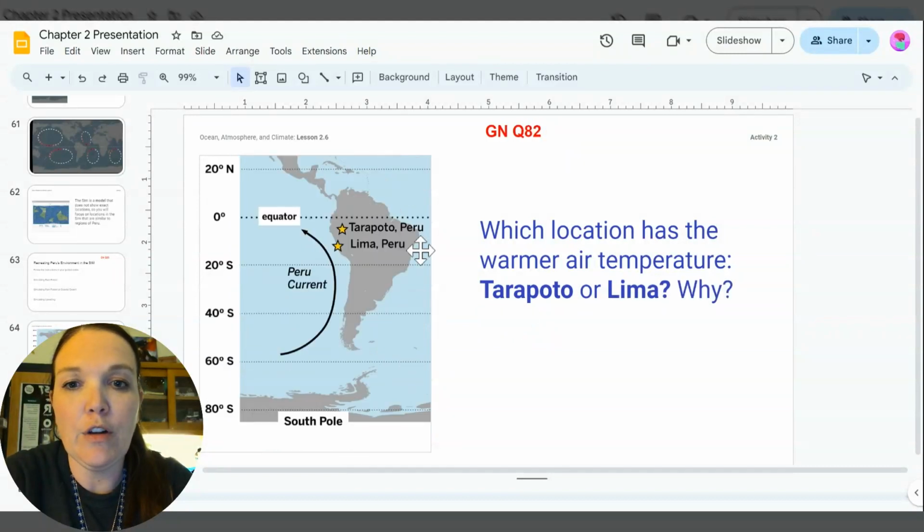Similarly, Guided Notes question 82. Which location has the warmer air temperature, Tarapoto or Lima? And tell me why. And again, you can see here that the Peru current is coming from the pole and up. So you need to tell me from the pole up which one of these 2 places would have a warmer air temperature and why.